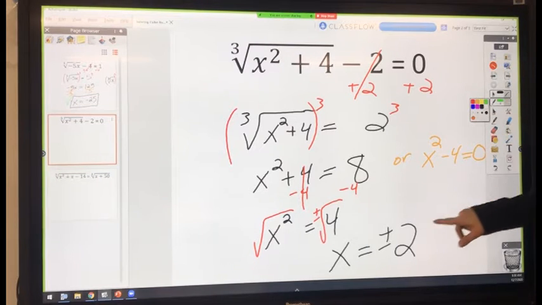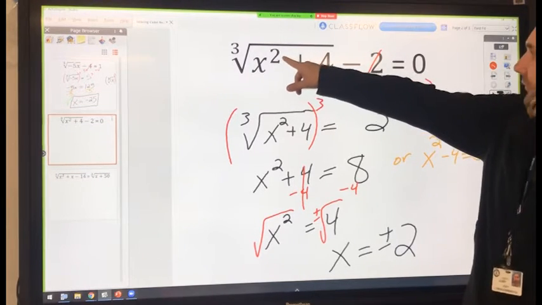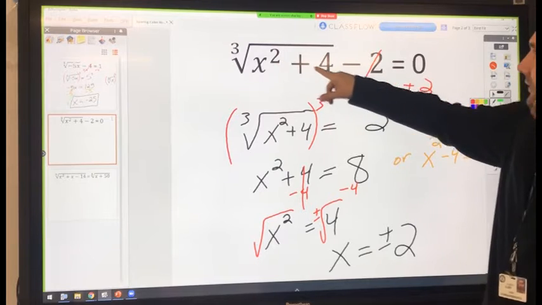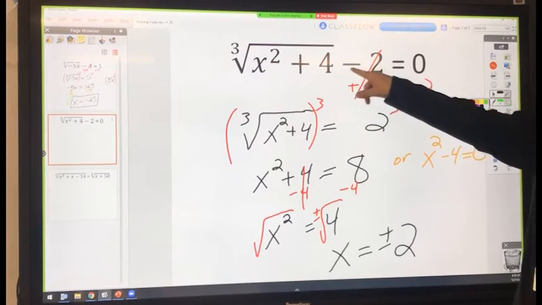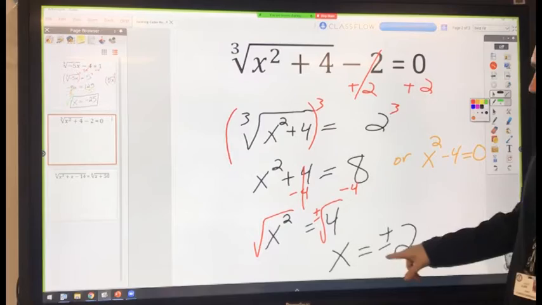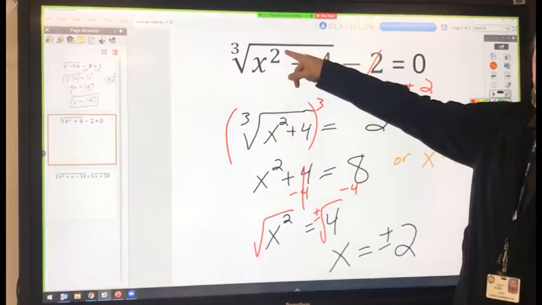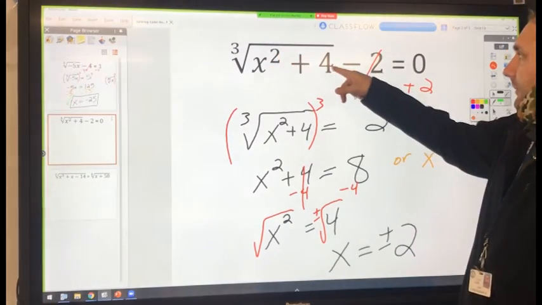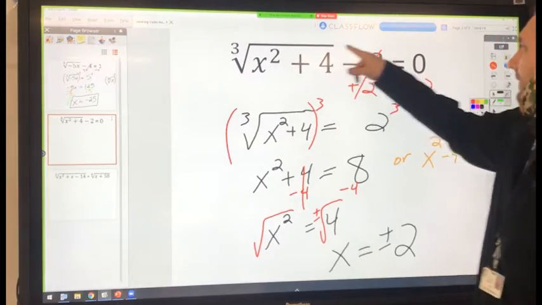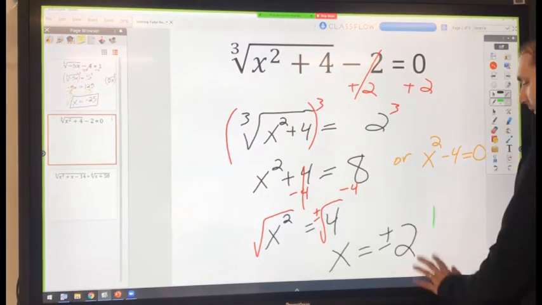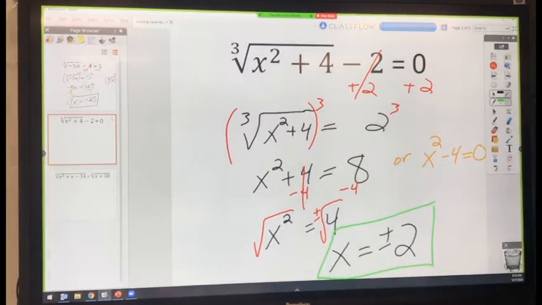And let's check. 2 squared is 4. 4 plus 4 is 8. The cube root of 8 is 2. 2 minus 2 is 0. So plus 2 works. Negative 2 squared also gives me a plus 4, which added to 4 gives me 8. The cube root of 8 is 2. 2 minus 2 is 0. So plus 2 and minus 2 both work.